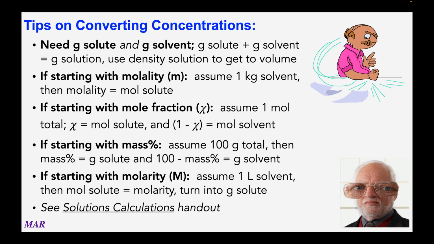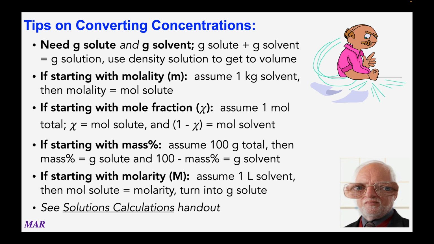If you're starting with mass percent, you want to assume you have 100 grams total. Then whatever mass percent number you're given, that equals the grams of the solute, and 100 minus the mass percent will give you the grams of solvent. And once you have grams of solute and solvent, you can go to moles of solute and solvent, etc., etc.